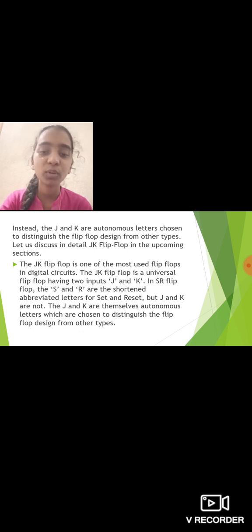The JK flip flop is one of the most used flip flops in digital circuits. The JK flip flop is a universal flip flop having two inputs J and K. In SR flip flop, the S and R are shortened letters for set and reset, but JK are not. The JK are themselves autonomous letters which are chosen to distinguish the flip flop design from other types.